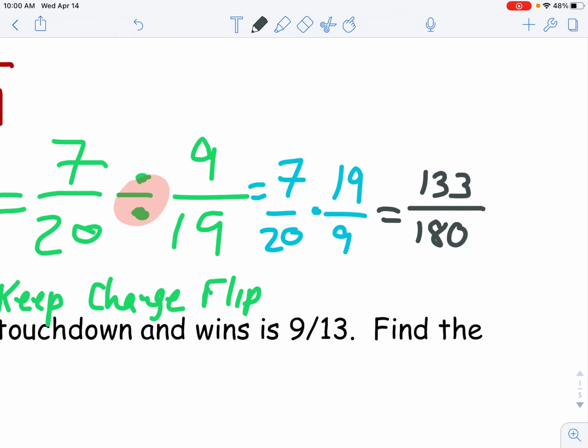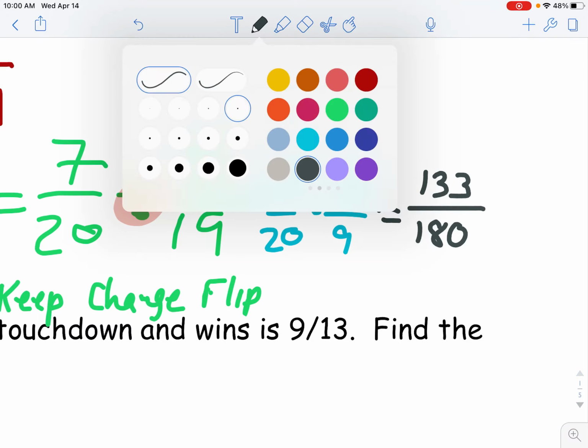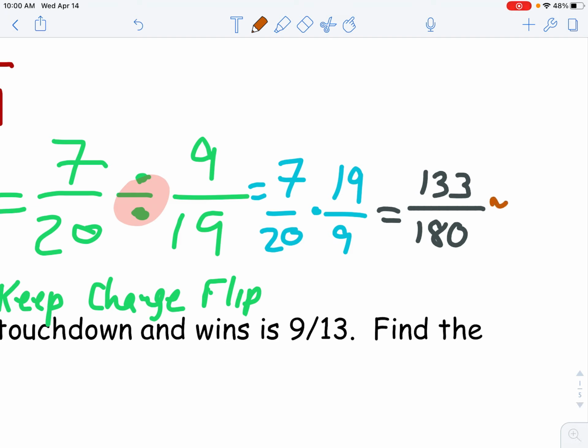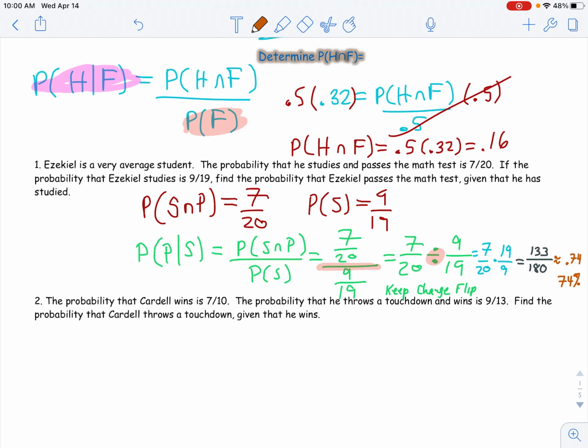All right, and that can kind of be meaningless. Sometimes fractions don't help us out too much. What I can convert this to is a decimal or a percentage. This is about 0.74, or a 74% chance of him passing. So the probability he passes the math test was 35%. The probability that he passes given that he has studied goes up to 74%. Weird how that works. He has a better chance of passing the test if he studies. It's almost like I'm trying to hint for you guys to do something for the test that's coming up. Hint, hint, wink, wink.